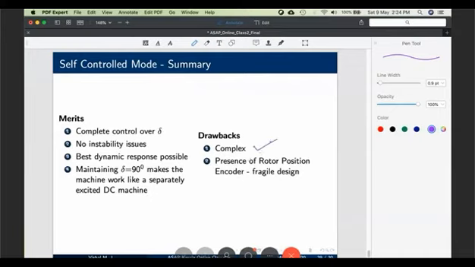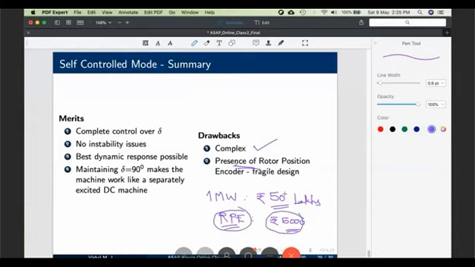As I said, it is very much complex. You have seen the block diagram, and the presence of the rotor position encoder makes it fragile. What I am trying to say is, consider a 1 megawatt machine that may cost 50 lakh rupees, and the rotor position encoder, as I told, may be available for 5,000 rupees. The operation of such an expensive machine depends on this kind of a sensor. If the rotor position encoder which just costs 5,000 rupees fails, this 50 lakh machine is rendered useless.